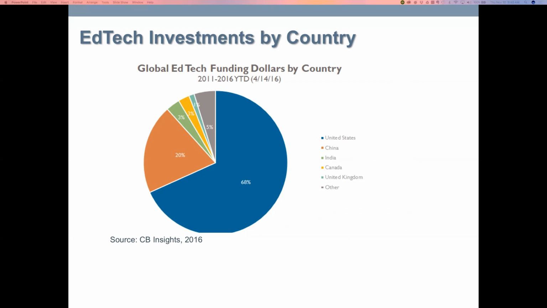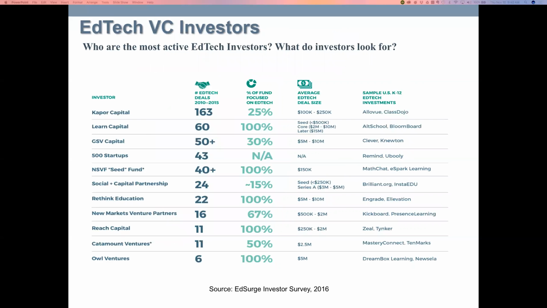So who are the investors in the edtech market? Here's a list of the most active education technology investors, and some of them are focusing on the K-12 education market. Some of them are focusing on continuing education. GSV Capital is quite active. 500 Startups has invested in several education technology companies, including international startups. New Markets Venture Partners is also active.